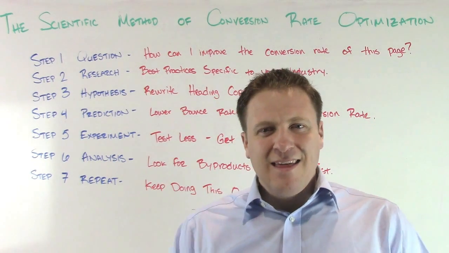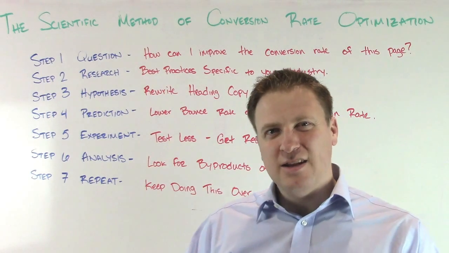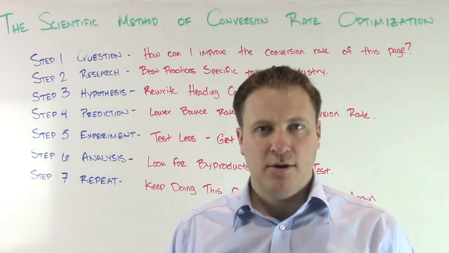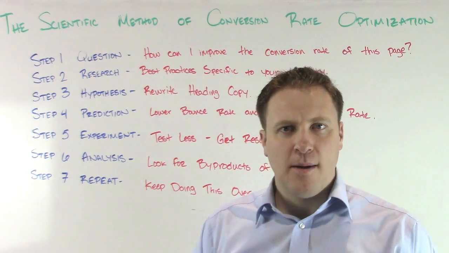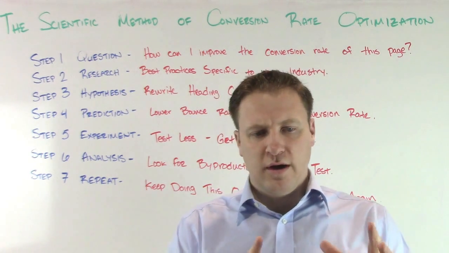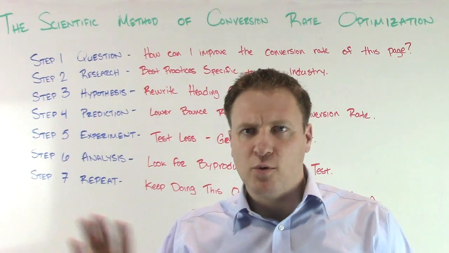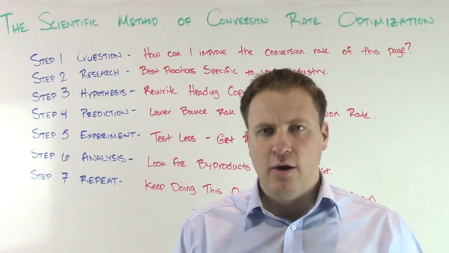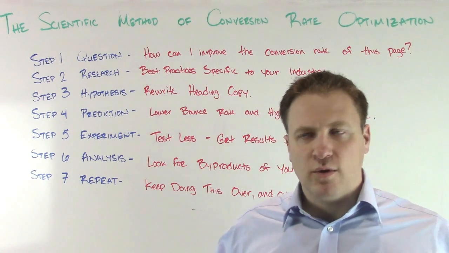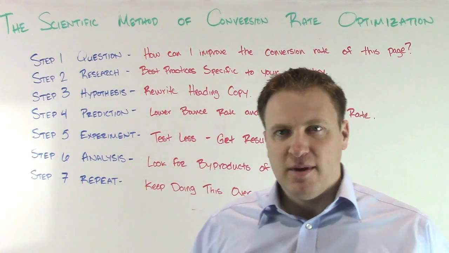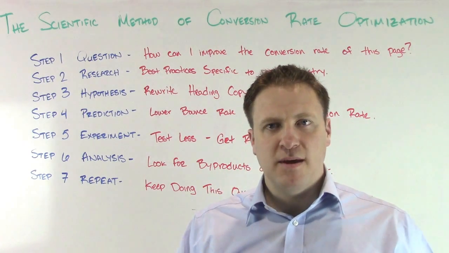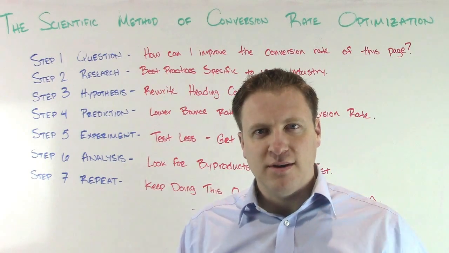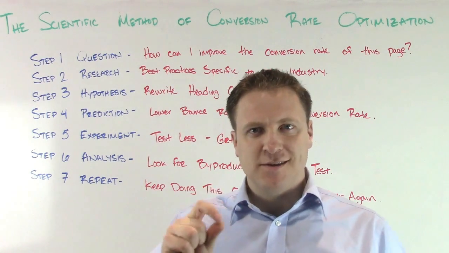We say, you know what, I think that if we change this, and then we move on to the prediction, what will happen? Okay, if we change the heading copy, or if we change this button color, or if we add a form to this spot right here, then most likely bounces will go down and conversions will increase. Okay, then we move on to the experiment. We actually run the experiment, but one of the things that we found is to test only one piece of the puzzle at a time.